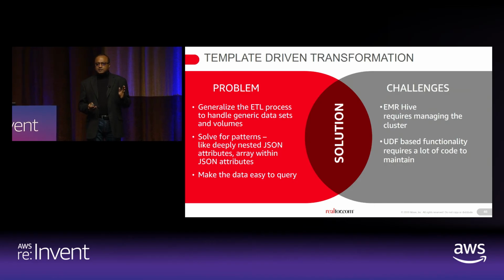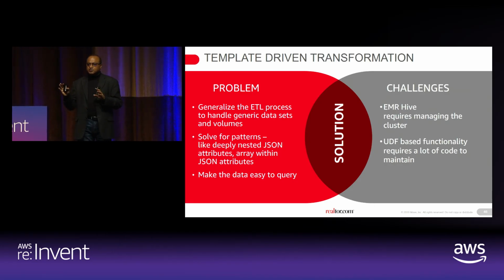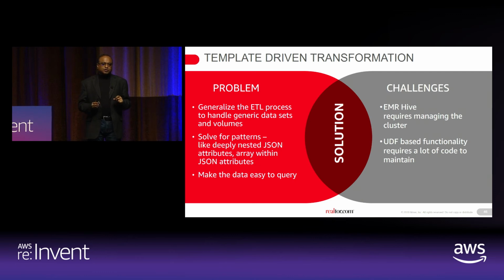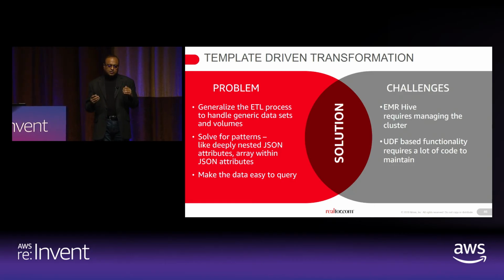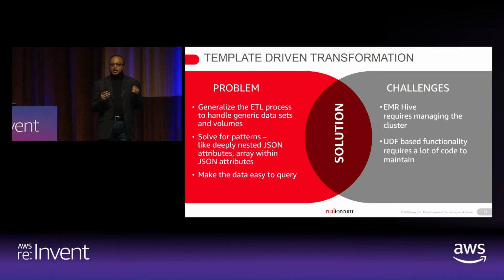As we go from raw data to process data transactional, we are trying to build a template-driven transformation. We do not want every data set that comes in to have its own distinct pipeline. We want a template-based solution so that instead of writing new pipelines, we are configuring new pipelines at runtime. So the problem is, how do we generalize the ETL process to handle these generic data sets and generic volumes that we get? How do we solve for patterns that we see over and over again?